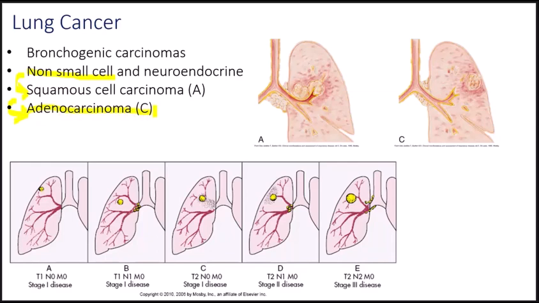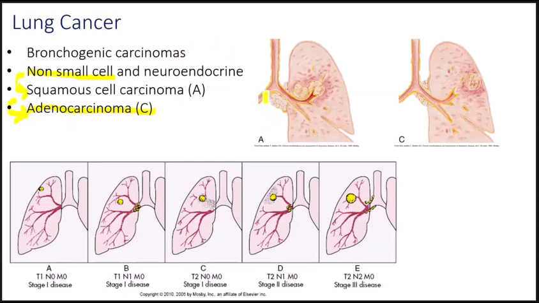So I'm going to rephrase that. Of the different types of lung cancer, bronchogenic carcinomas are the most common. Of the different types of bronchogenic carcinomas, non-small cell carcinomas are the most common. And of the non-small cell carcinomas, adenocarcinomas are the most common. Remember that the term adeno is referring to glandular tissue, so this is cancer of glandular tissue.